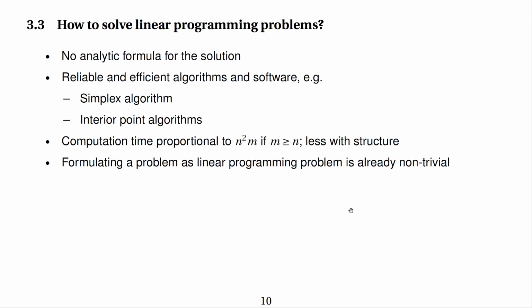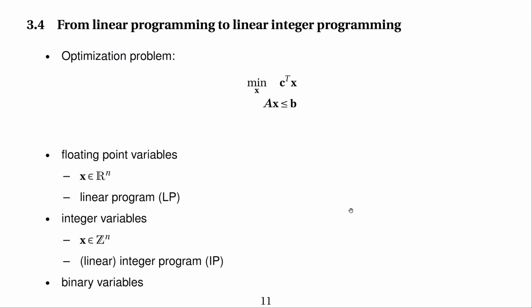Formulating a problem as a linear programming problem is already non-trivial and requires some practice. Next, we're making the step from linear programming to linear integer programming. Looking at the formulation, at first glance, it seems that nothing has changed. The objective function is still linear, c transpose x, x are the variables, and the constraint functions are Ax smaller equal to b.